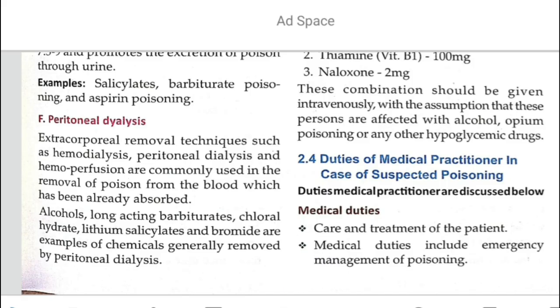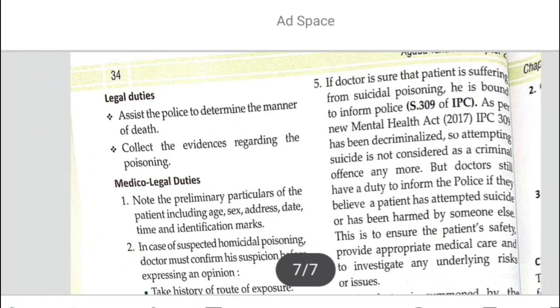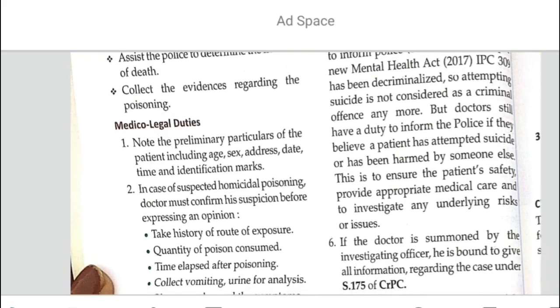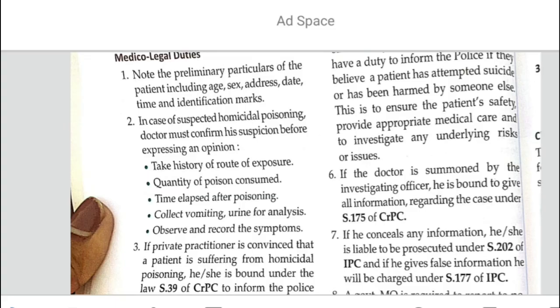Duties of medical practitioner in the case of suspected poisoning. Duties of medical practitioner are discussed below. Medical duties: care and treatment of the patient. Medical duties include emergency management of poisoning. Legal duties: assist the police to determine the manner of the death, collect the evidences regarding the poisoning. Medico legal duties: note the preliminary particulars of the patient including age, sex, address, date, time, and identification marks. In case of suspected homicidal poisoning, doctor must confirm his suspicion before expressing an opinion.